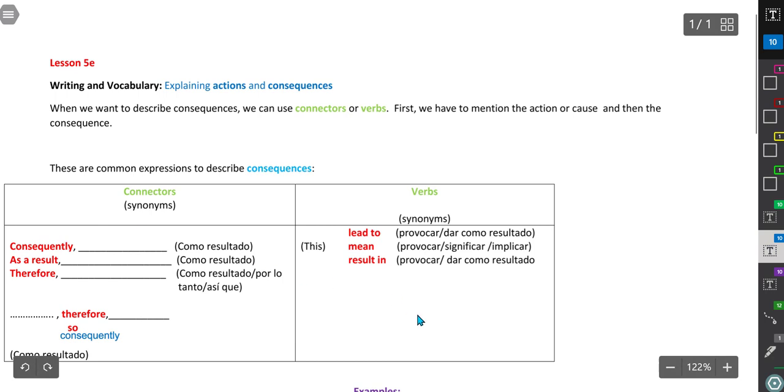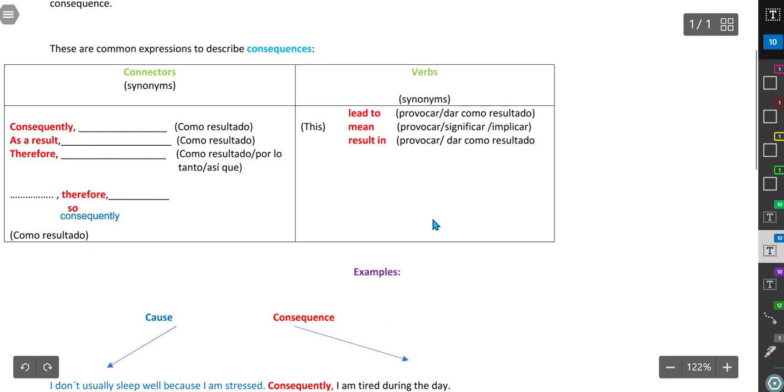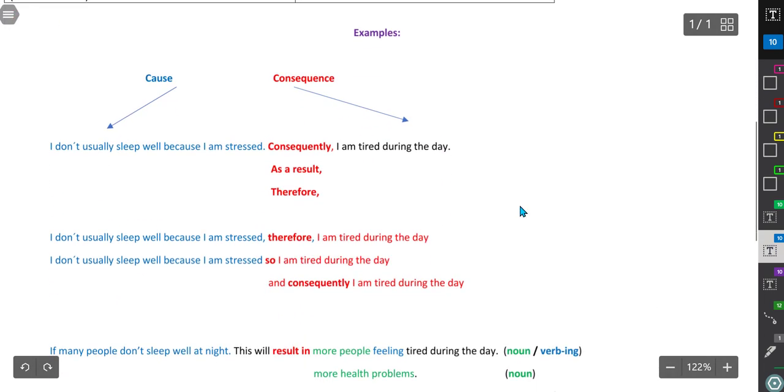Okay, these verbs lead to, mean, and result in also are synonyms. They are very similar, but they have some special difference in the form, in the way you grade these ideas. We're going to check these differences. For example, here you can see the meaning in Spanish of these words. Remember, they are synonyms, very similar. Okay, let's see some examples so you can identify the difference.